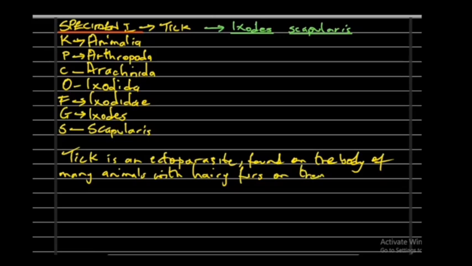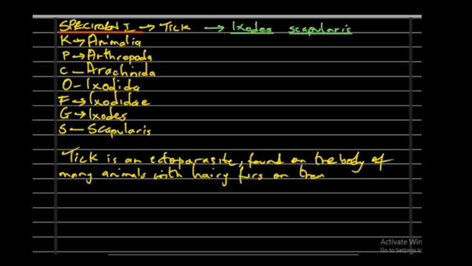This tick lies on the body of animals, and it attaches itself to their body using its, should I call it, tentacles. So it attaches firmly to the skin. It is found on the skin of animals in between the furs or the hairs of the animal. Like I said, it is an ectoparasite, so it is found outside the body of the animal.